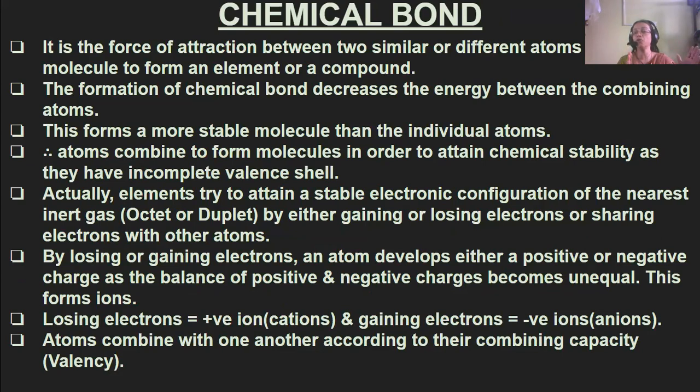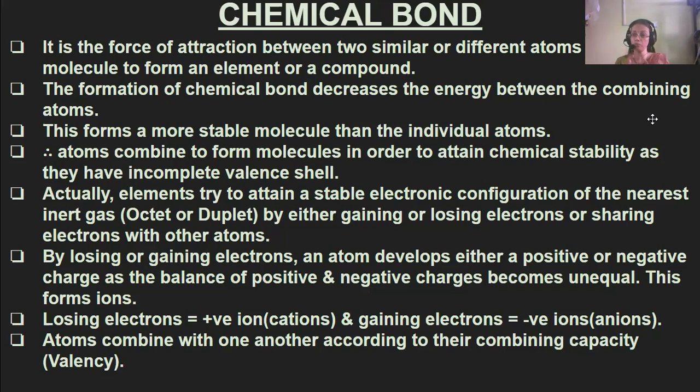Chemical bonding is the force of attraction between two similar or different atoms within a molecule to form a molecule of an element or a compound. When it is forming a molecule of an element, then two similar atoms of the same element are there. And if it is forming a compound, then it has two different atoms of two different elements forming a compound.